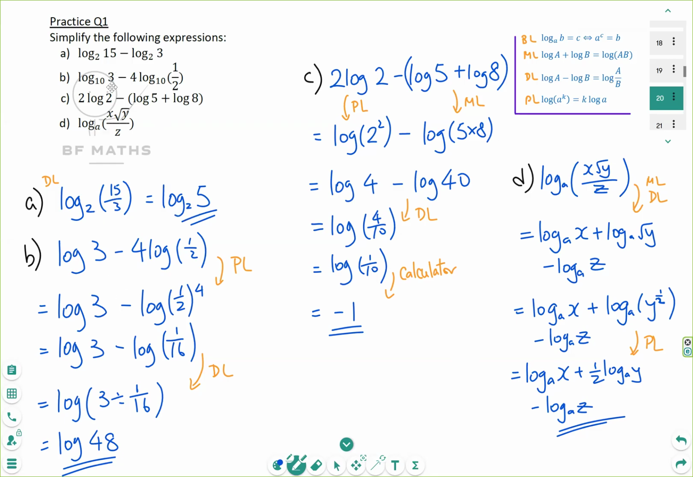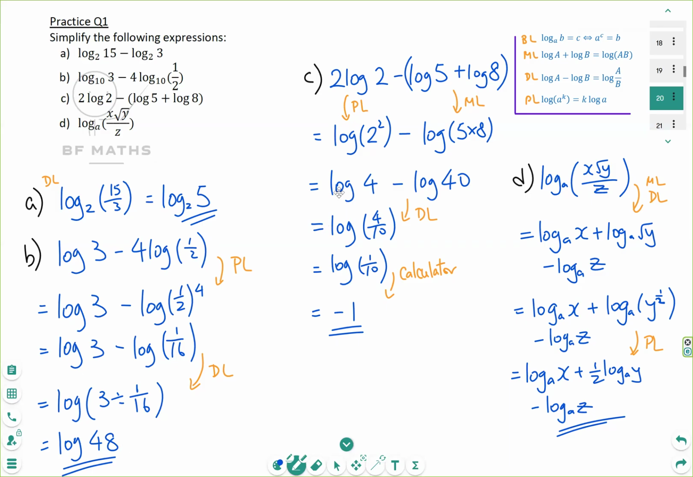Question B, they give you the base 10, doesn't matter. We don't have to write the base 10. So we can just write log 3 minus 4 log 2. Apply the power law first, because there's a 4 in the front. I need to clean the log, so bring the 4 into the power. I put it in a calculator, 2 to the power of 4 is 16, and then do division law. Log A minus log B means log A divided by B. So log 3 divided by 1 over 16, which is log 48.